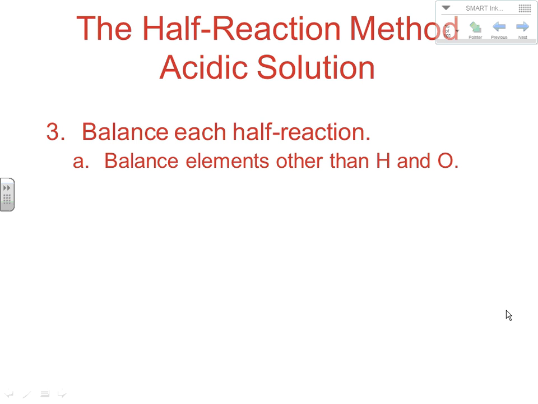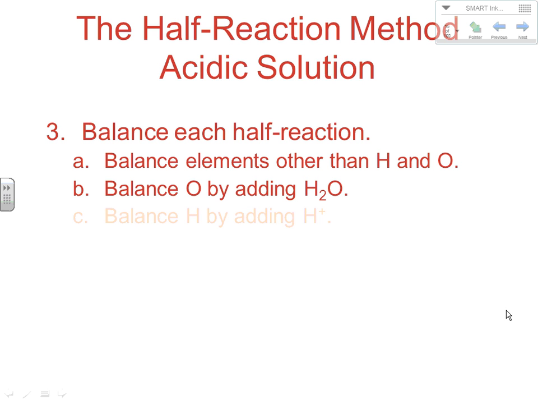First, we're going to balance the elements, not hydrogen and oxygen, just like we always do, by adding coefficients. So you don't balance your H's and O's. You balance everything but that, just like traditional balancing. Now, second, we're going to balance our oxygens by adding water. If we've got oxygens on one side, we're going to add water to the other. If we had 6 O's on the left, then we've got to add 6 waters on the right. Now, since that changes the number of hydrogens, we wait on balancing our hydrogens until after we balance our oxygens, and then we're going to balance our hydrogens by adding H+.